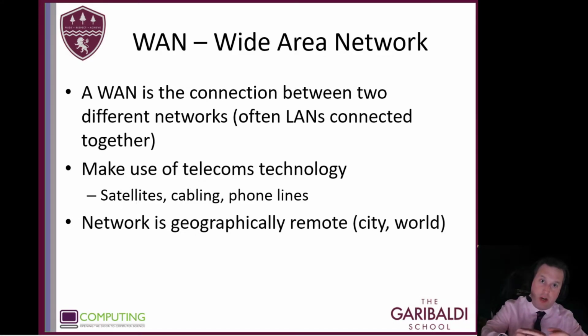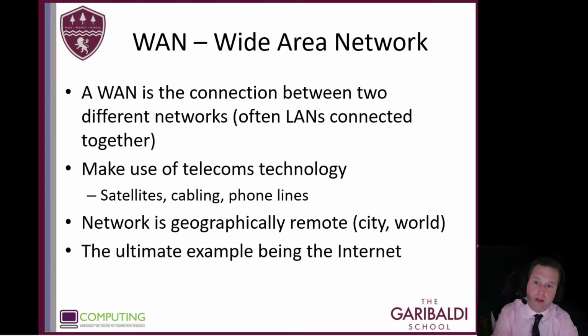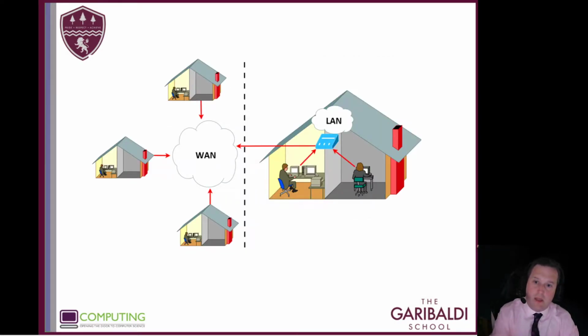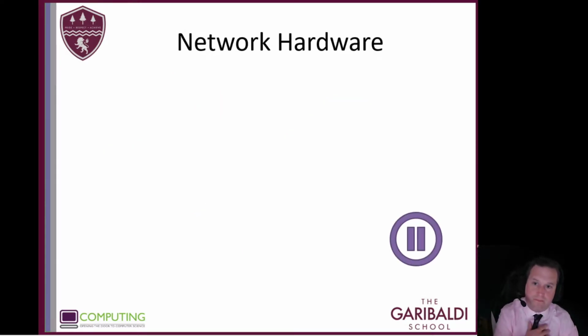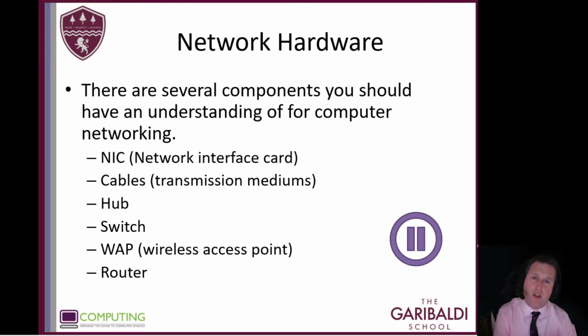So instead of being close together, we're now geographically remote, and that's another part of that definition you can pull in there. The biggest example of a WAN would be the internet. So little pictorial kind of example there. Feel free to pause and look at it, but you can see it's just a LAN and then connecting out to a WAN.